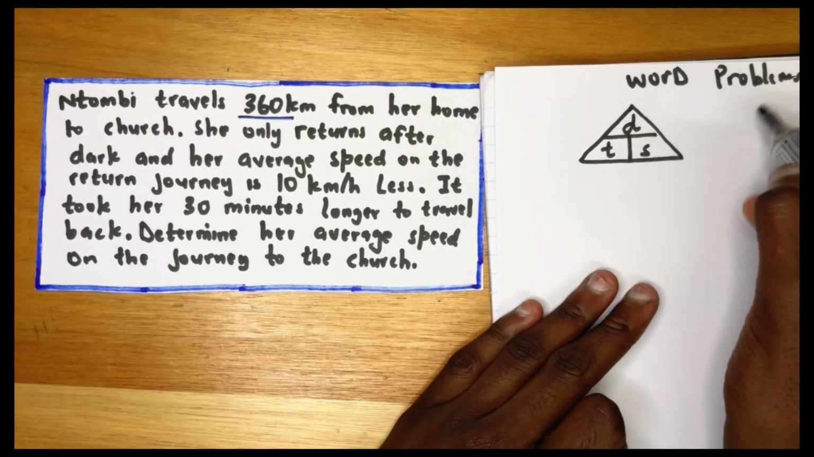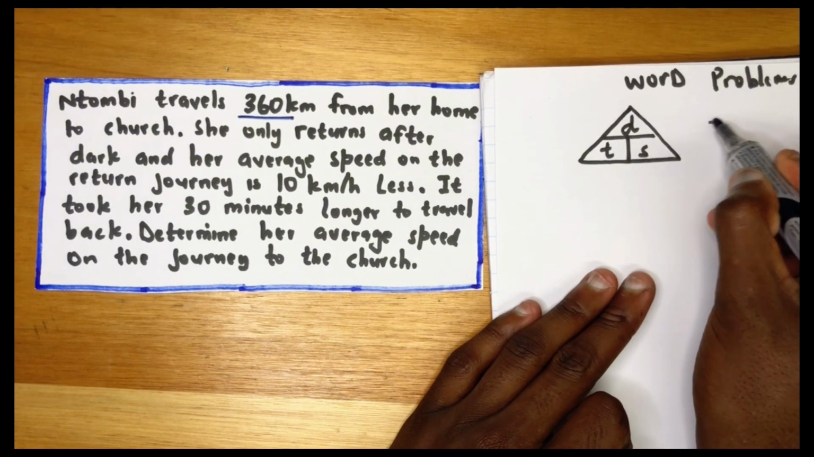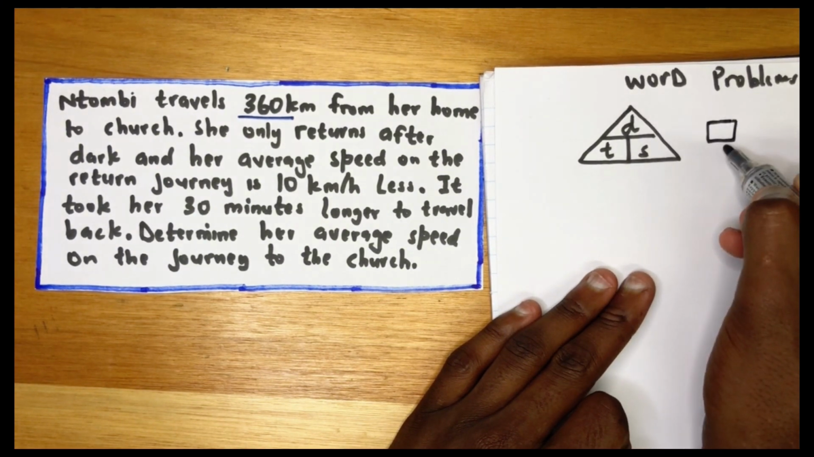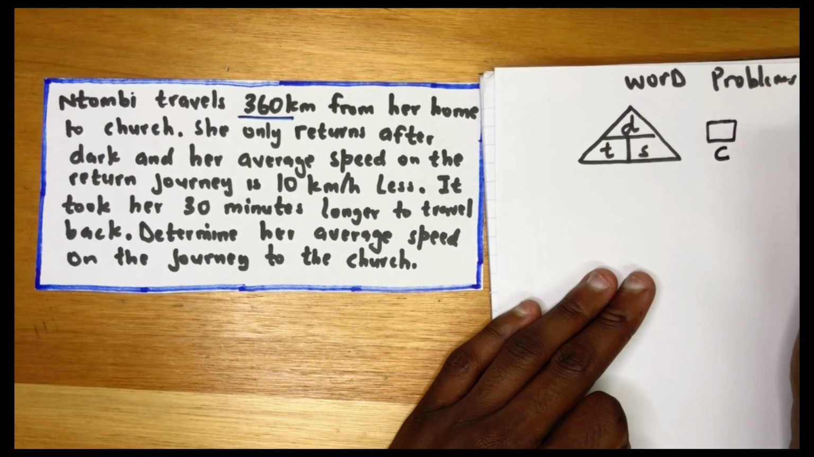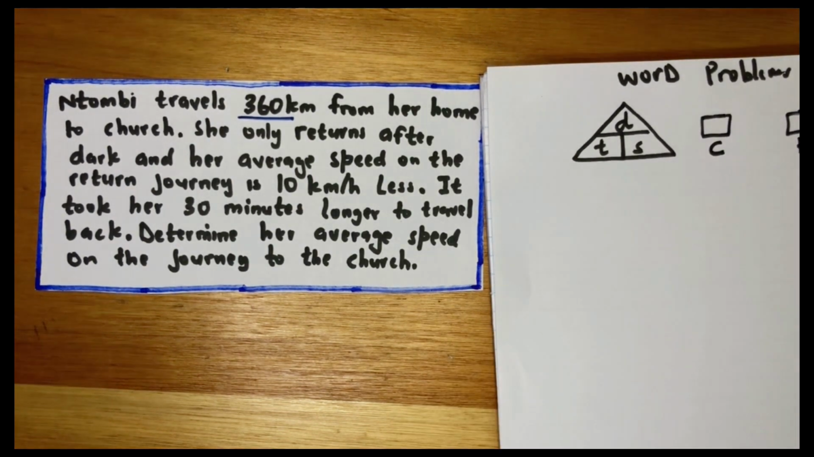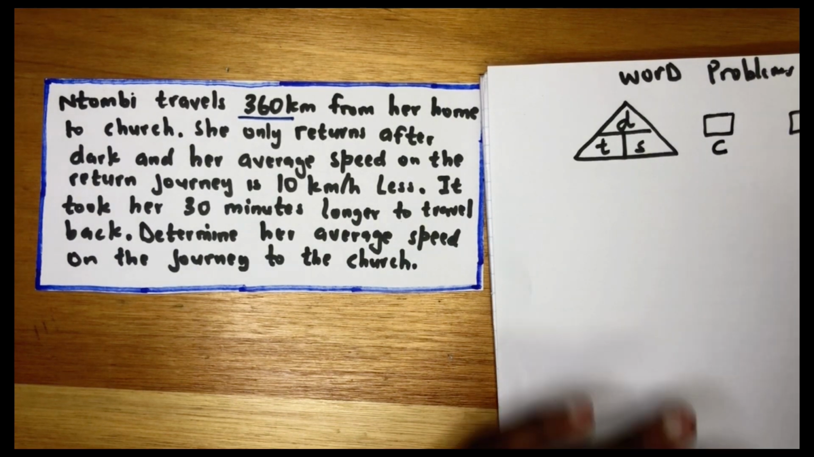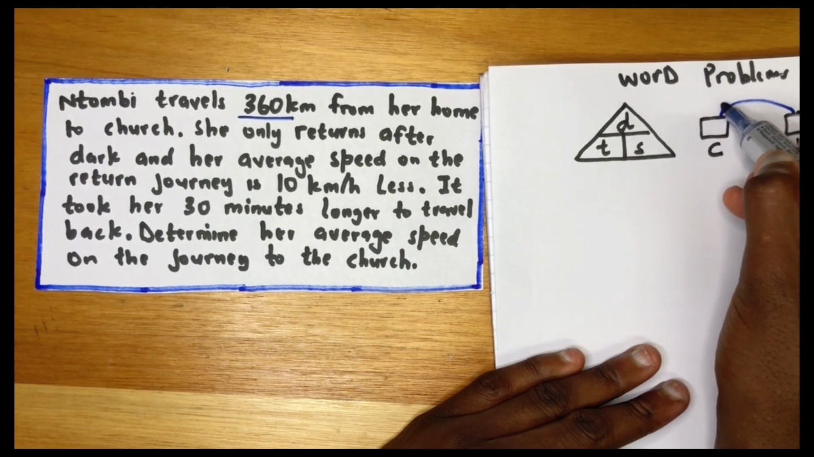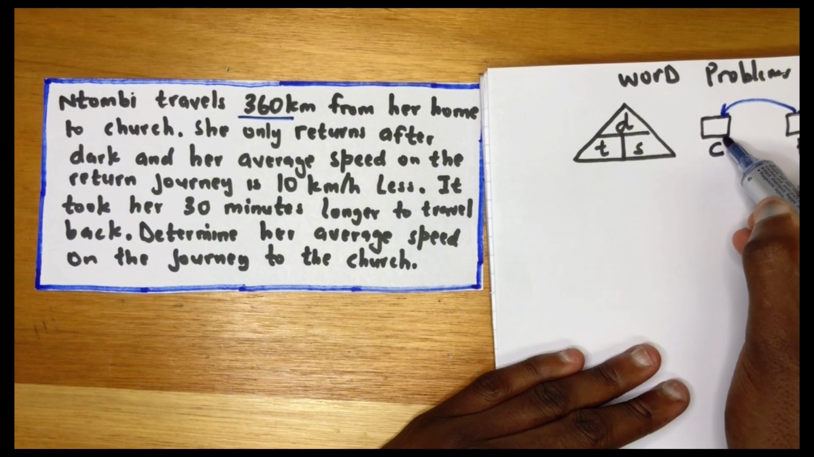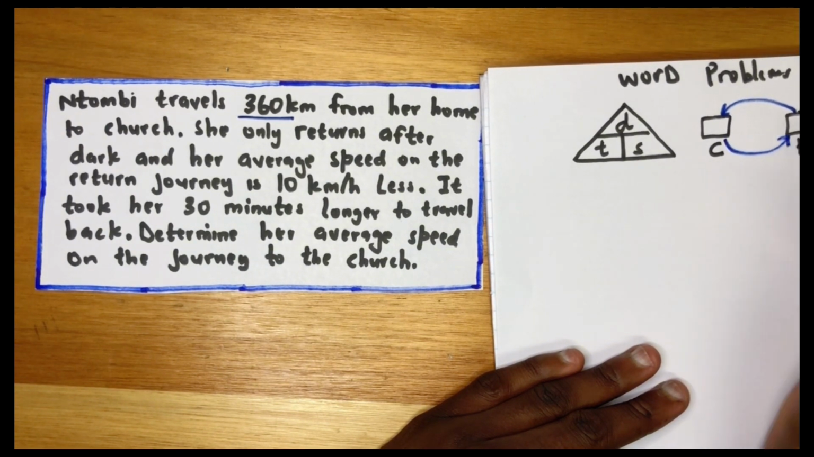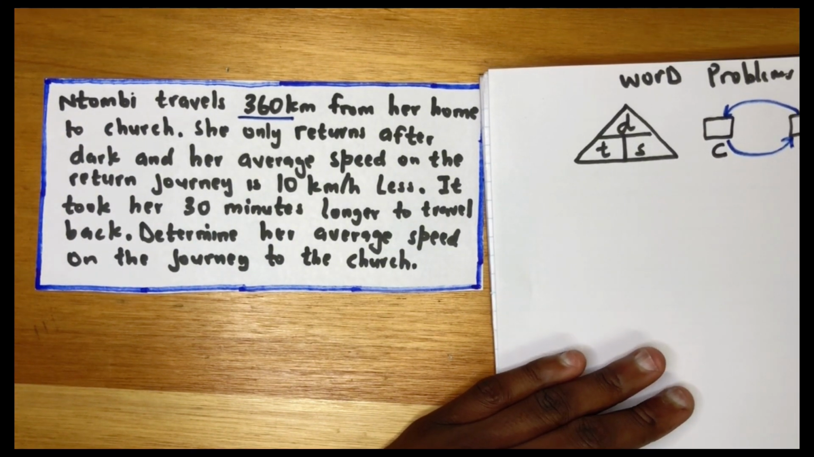So if we can make it the practical work here, let's say this is church. I'm going to write capital letter C. Now this is home. I'm going to write capital letter H. So we can know that, guys, the distance taken from home to church is going to be the same as the distance from church to home. I hope that we are together.